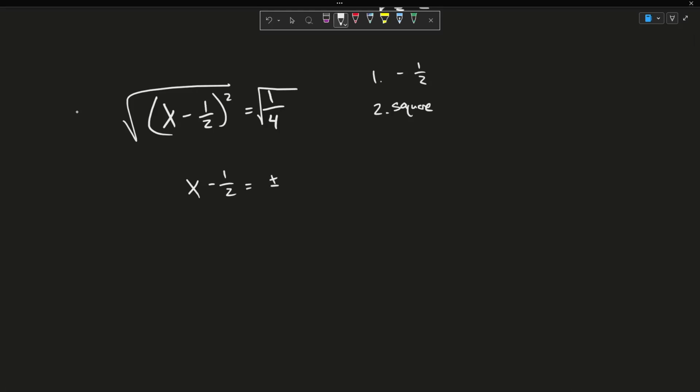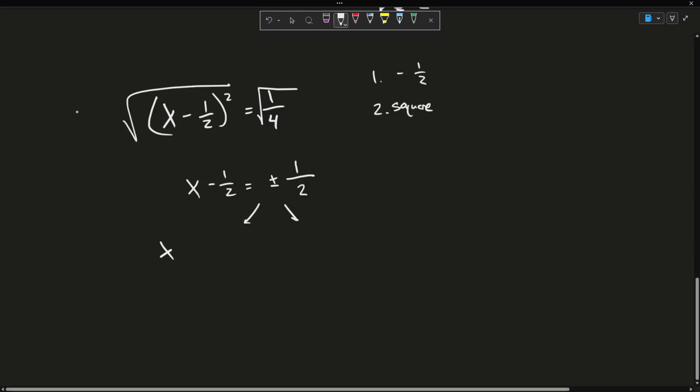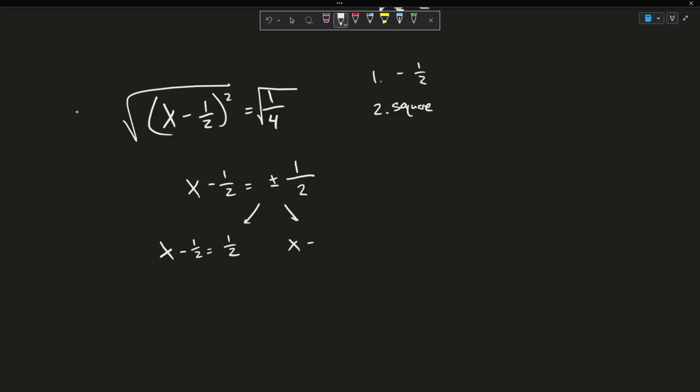To square root a fraction, we want to look at the numerator. The square root of 1 is 1. The square root of 4 is 2. So plus or minus 1/2. Then we split it up. x minus 1/2 equals 1/2. X minus 1/2 equals negative 1/2. To get x equals 1, x equals 0.